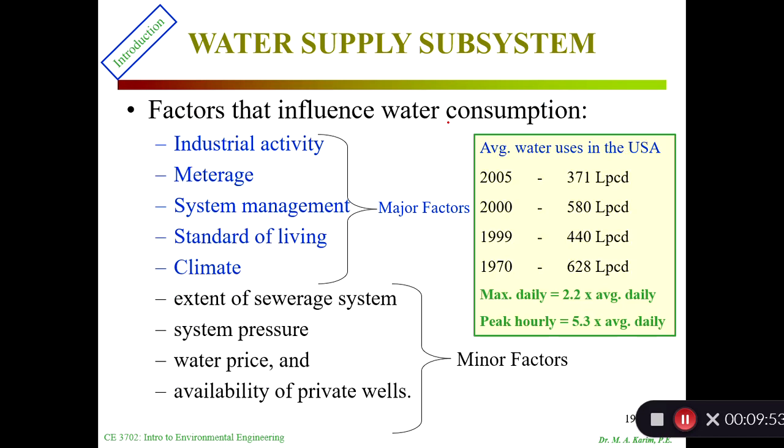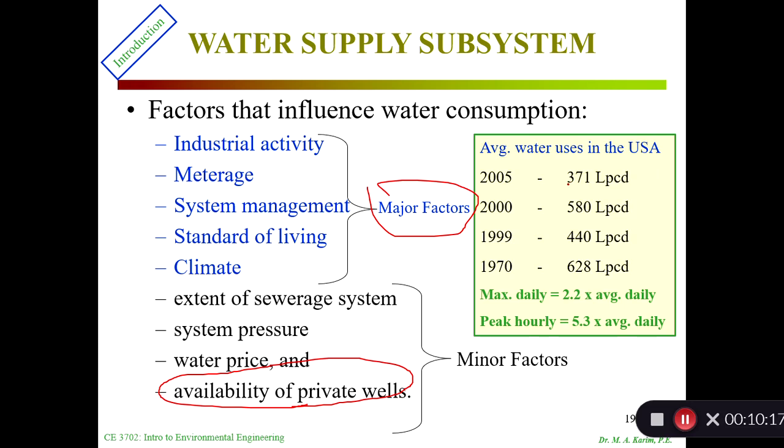So here are the factors that influence water consumption: industrial activity, metering, system management, standard of living, and climate. These are the major factors. We have some minor factors: extent of sewage system, system pressure, water price, and availability of private wells. So these are the ones. This table shows a little bit of water usage in different parts of the country in the USA.